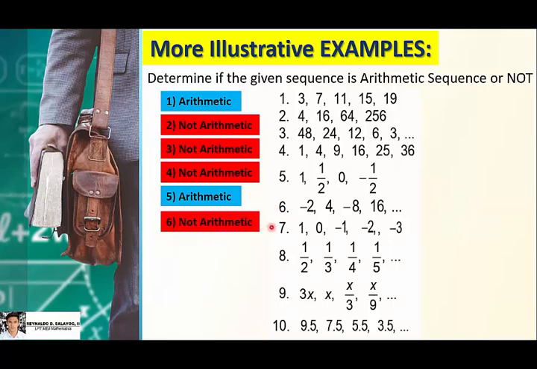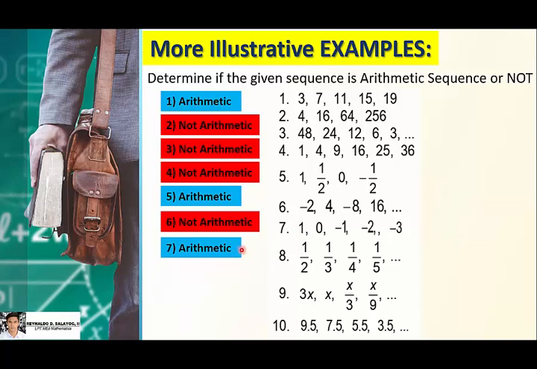Moving on to item number 7. We get here the first term is 1, the second term is 0. So we subtract 0 minus 1. So we got negative 1 as difference. When we subtract 0 from negative 1, still we have a difference of negative 1. When we subtract negative 1 from negative 2, still we have a common difference of negative 1. So, since that is the condition, therefore, 7 is an example of an arithmetic sequence.